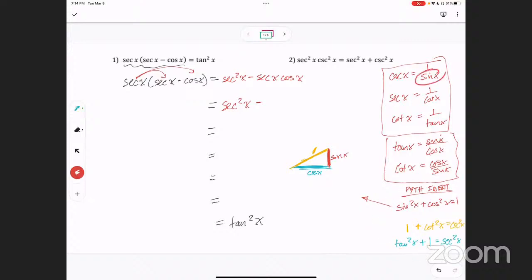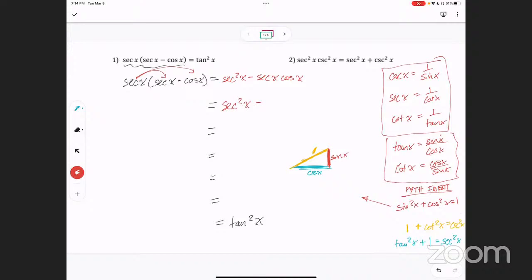All of them that have sine in the bottom are related to each other, the cotangent and the cosecant. See how those are related to each other? And the ones that have cosine in the bottom are related to each other, which is the secant and the tangent. See that blue one? That's my secant and my tangent. Okay. All right, so back to my problem.